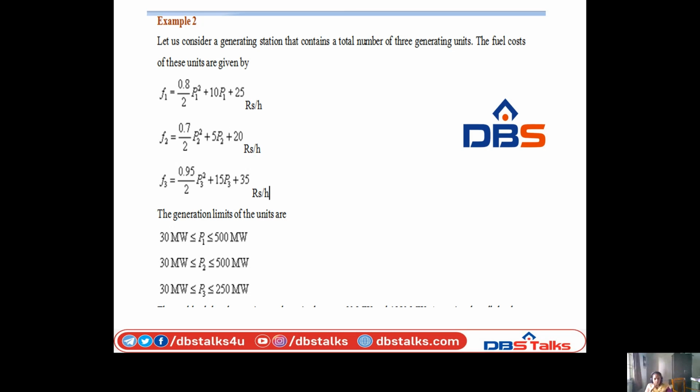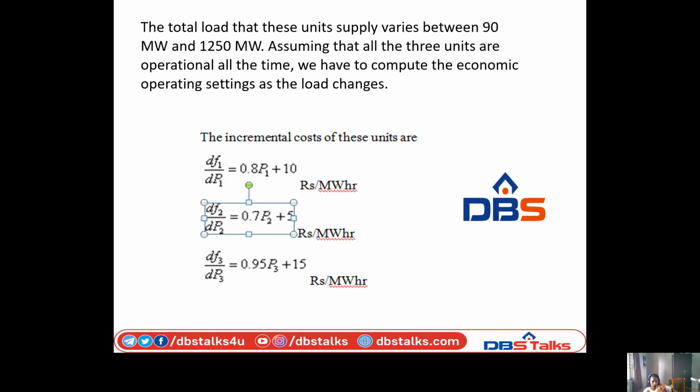Then the generating limits are given as follows: 30 megawatts less than or equal to P1 less than or equal to 500 megawatts, 30 megawatts less than or equal to P2 less than or equal to 500 megawatts, and 30 megawatts less than or equal to P3 less than or equal to 250 megawatts. So here the P1, P2, P3 limits are given. Then the total load that these units supply varies between 90 megawatts and 1250 megawatts.